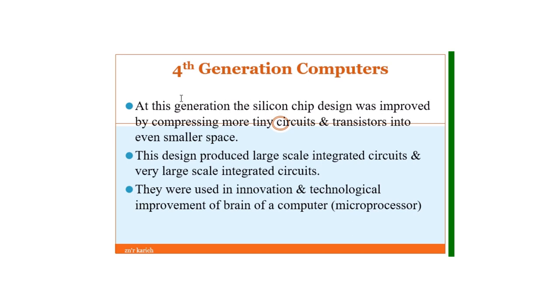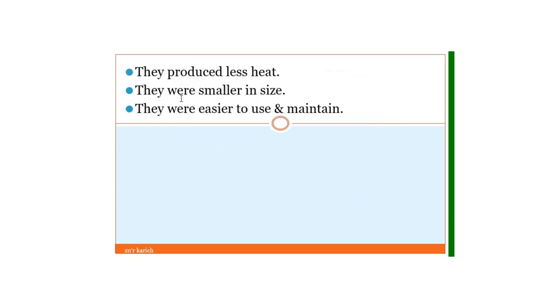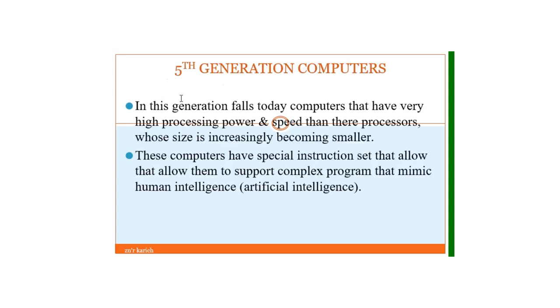The fourth generation computers used silicon chips that were improved by compressing more tiny circuits and transistors into a very small space. They were designed to produce large scale integrated circuits and very large scale integrated circuits, and they were used in the innovation and technological improvement of the brain of the computer, the microprocessor. They produced less heat, were smaller in size, and were easier to use and maintain.